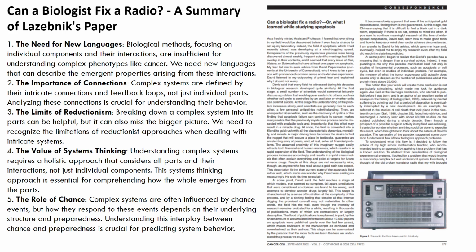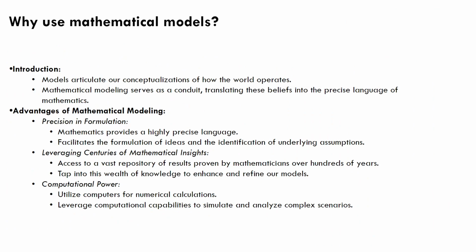So understanding this interplay between what is a chance event and what is preparedness of the biological system is crucial for predicting the system's behavior. So if we move on to the next part, this is where we discuss why we use mathematical models. In the last slide, we discussed why we need systems level thinking, and systems level thinking requires basically a language to communicate.